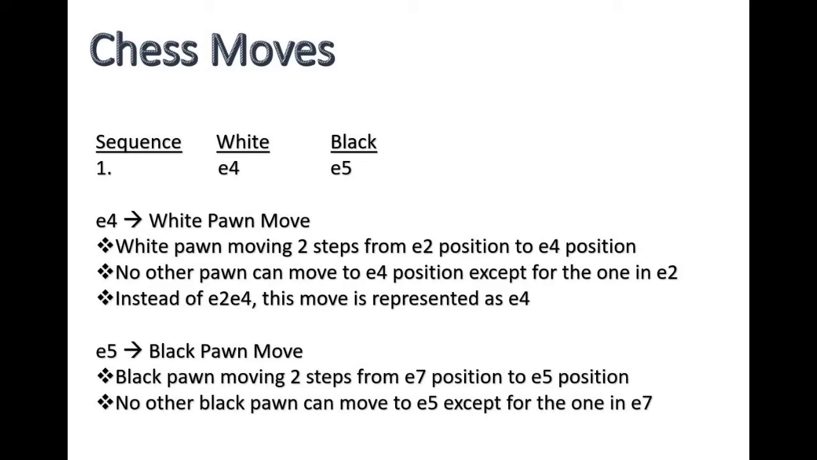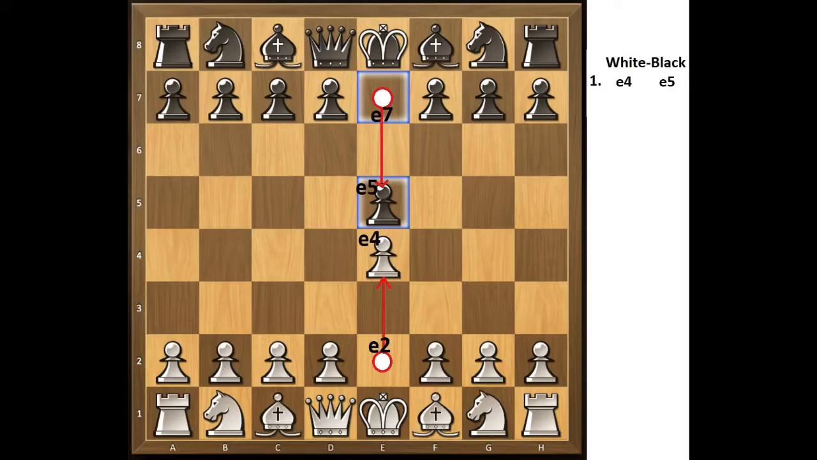It's the same case with the black pawn. The black pawn's move should ideally have been represented as E7, E5. But it's indicated as E5 here because there is no other pawn which can move to E5 except for the one in E7. With this, by now you would have got an idea how to write down the chess steps. Now I am going to show you a sample of how a chess player plays the game and how those steps are noted down.